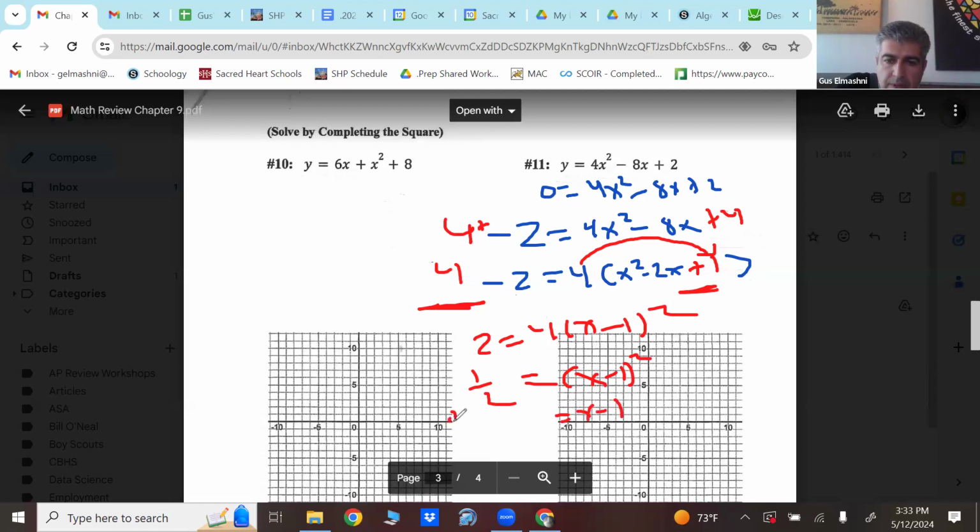x minus 1 equals plus or minus half. So it's going to be a weird fraction. And I knew I made a mistake. When I graphed it, I realized, oh crap, there's 2 x-intercepts. So because at first I got something that was weird, that was not real.